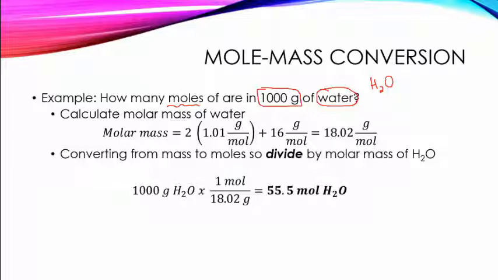Okay, so again, I've got to find my molar mass. So I take 2 times the mass of hydrogen, which is 1.01, add oxygen here, and I get 18.02. So I'm going to take 1,000 grams and divide it by the molar mass, which is 18.02, to get an insane amount of moles, which is 55.5.